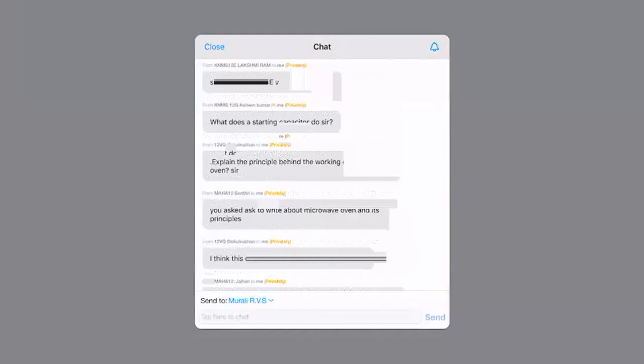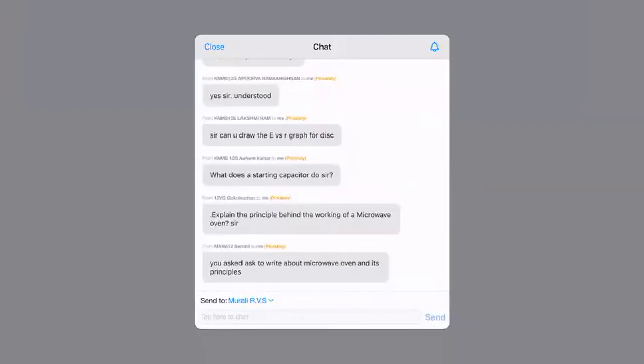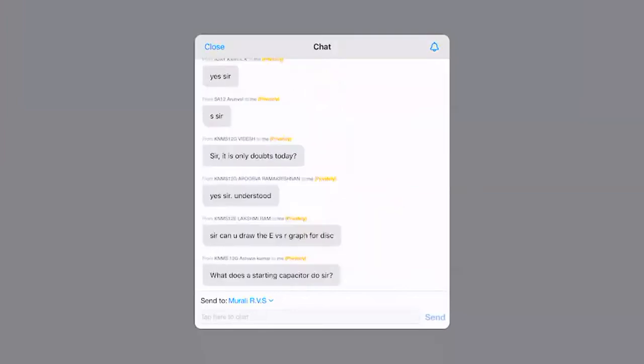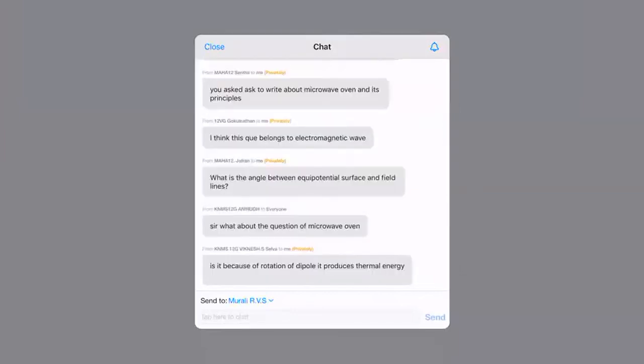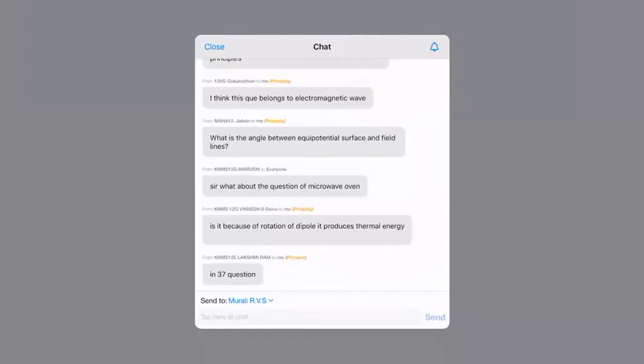Lakshmi Ram, I didn't understand your question. Can you draw the E versus R graph for disk? I don't understand the question. If you can explain the question to me, I can do it. No, it's not only doubts today. In another 5 minutes, maximum 5 more minutes, I'll start my work. If you all have any other specific questions, I'll answer. 37 question. I don't have the question. If you can tell me what is the question, I will.